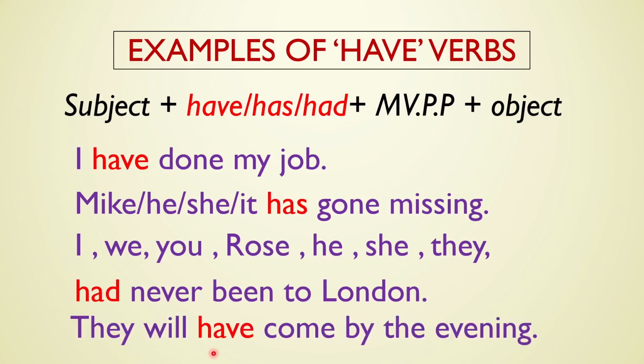Now let me show you a different structure. As I told, that have can also be used for future form. They will have come by the evening. It is not done yet. It will happen in the future. So we will write have as the future indicator. And we can easily understand that it is future because there is will given.